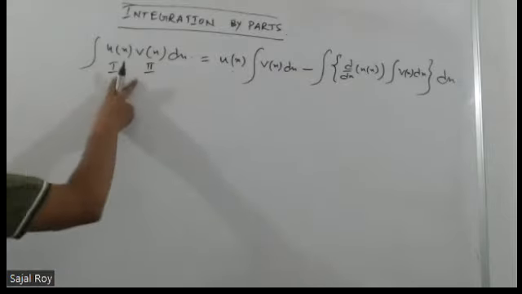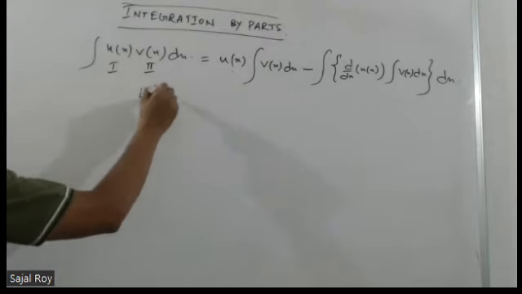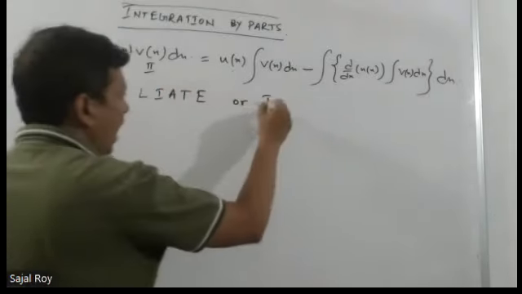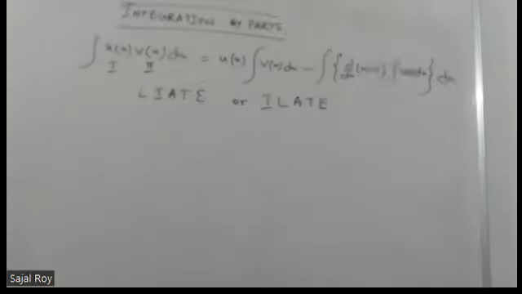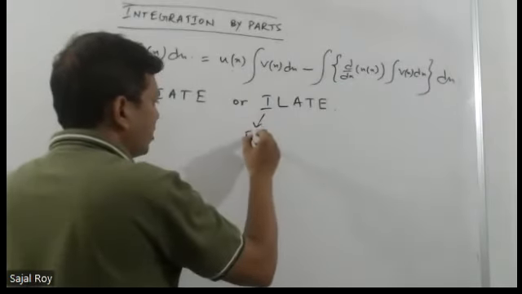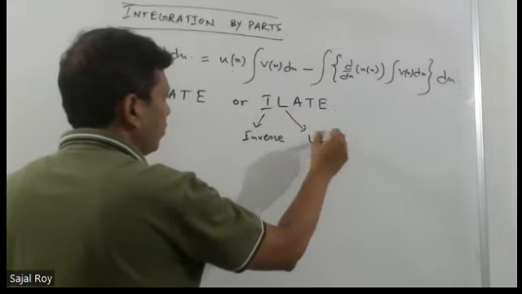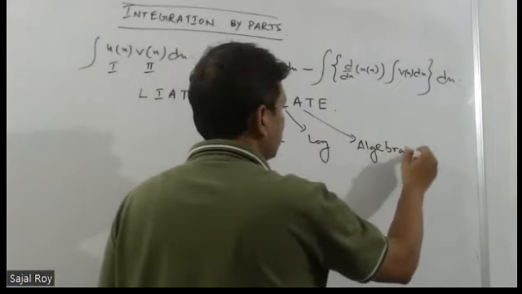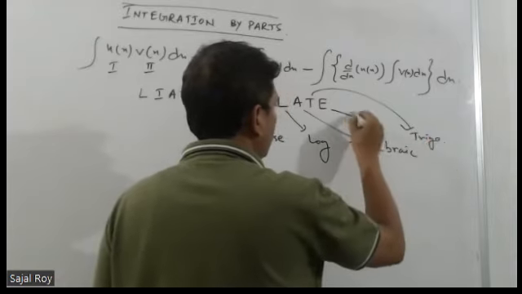Now, what are the criteria for choosing the first function and the second function? That is sometimes given by the rule LIATE, or sometimes ILATE, in this form. So what is L or I? I for inverse, L for log, A for algebraic, T for trigonometric, E for exponential.